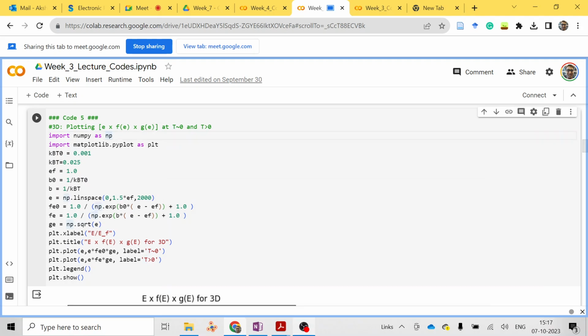So first we are importing these libraries. kBT naught we have taken, instead of 0, a very small value. kBT is around room temperature, so we are taking 25 milli electron volt. Fermi energy we are taking to be 1. This is our beta naught, which is 1 by kBT naught, and then we have beta equals 1 by kBT. Then we have this numpy array that we are getting from 0 to 1.5 times EF, and these are the Fermi functions, Fe naught and Fe.